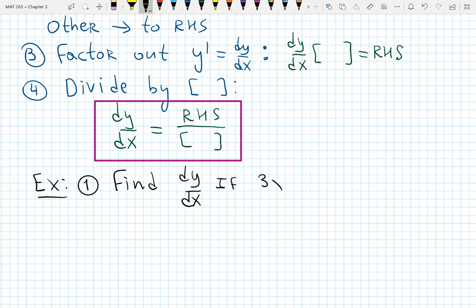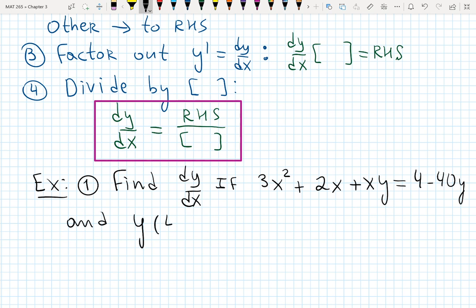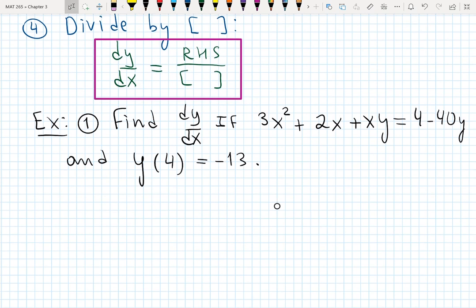If we know 3x squared plus 2x plus x times y equals 4 minus 40y. If we know this, and y at 4 is negative 13. So the second part will be B. The first part is just to find the derivative. Solution A.